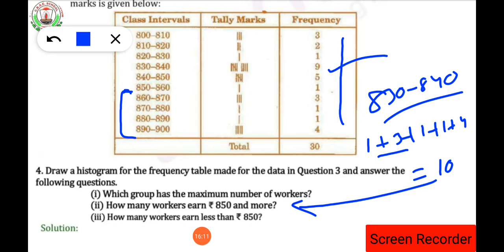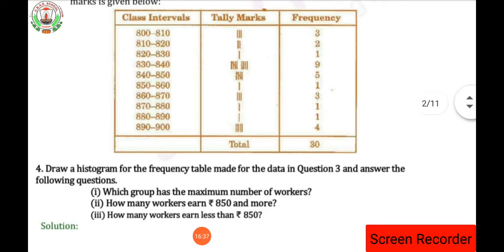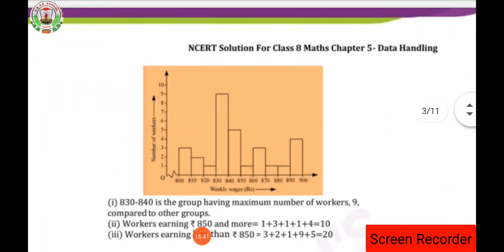Then, how many workers earn less than 850? Less than 850 means from here to here. So we are going to add this, isn't it? So 5, 9 plus 5 plus 1 plus 2 plus 3. So adding this, again we will get the data. So 20 will be the answer for the third. So have you understood how to use the data from this part and draw?